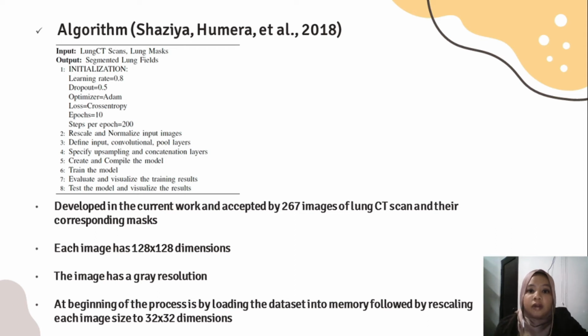At the beginning of the process, the dataset is loaded into memory, followed by rescaling each image size to 32 by 32 dimensions. For faster processing, image rescaling is necessary. This shows the list of algorithm steps that have been made in the CT image to segment the lung region.